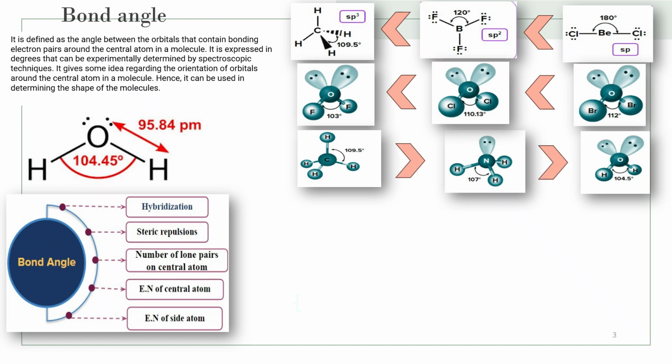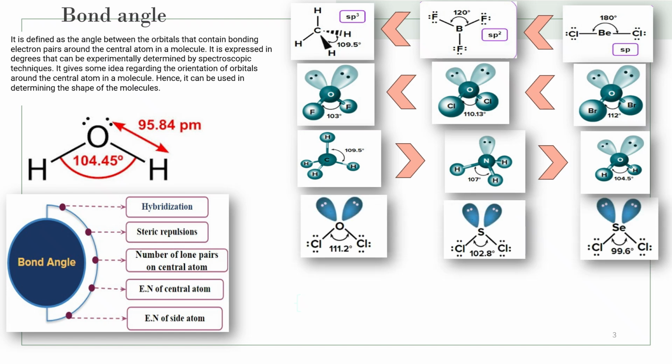Next one is electronegativity of central atom. So bond angle increases with increase in the electronegativity of central atom. So here the oxygen, sulfur, selenium are bonded with chlorine atoms. Oxygen shows higher electronegativity than selenium. So if the electronegativity is high, then the bond angle also increases.